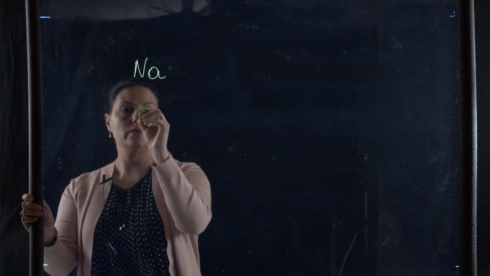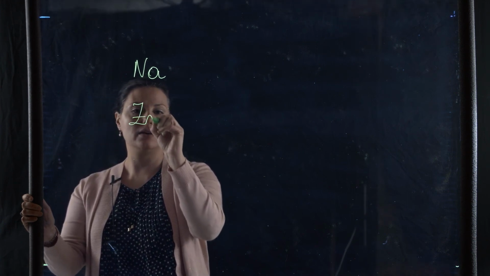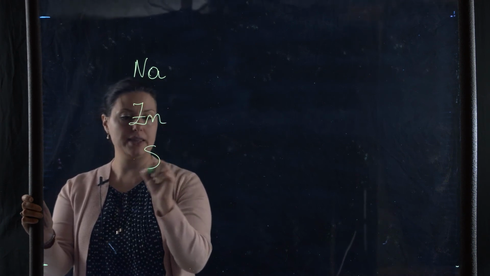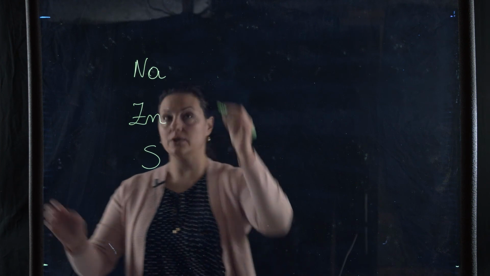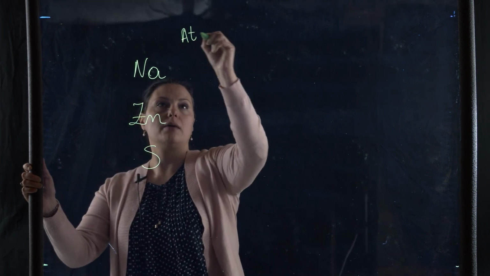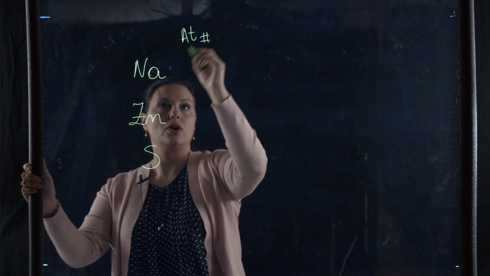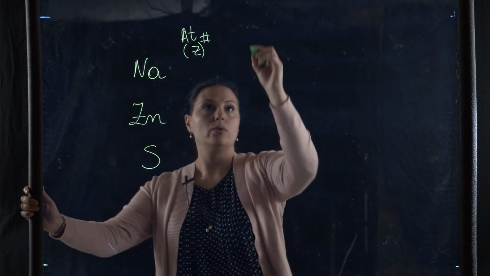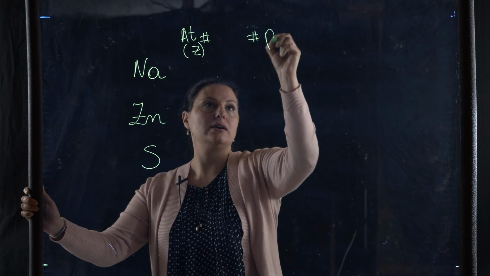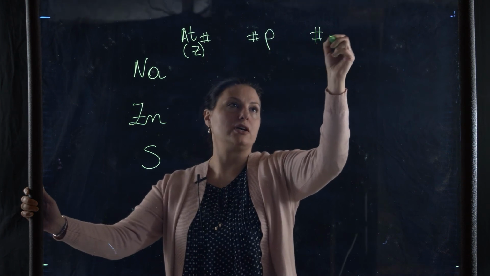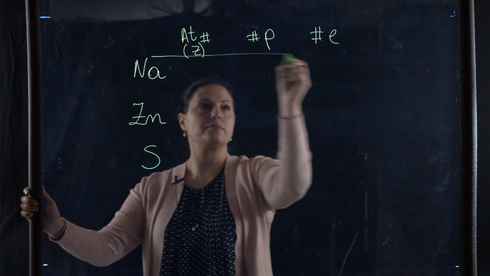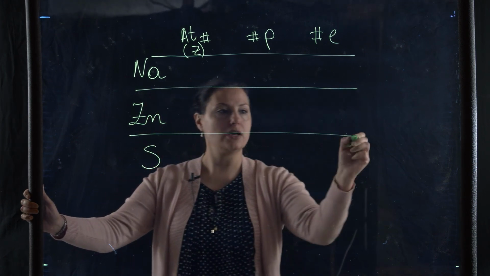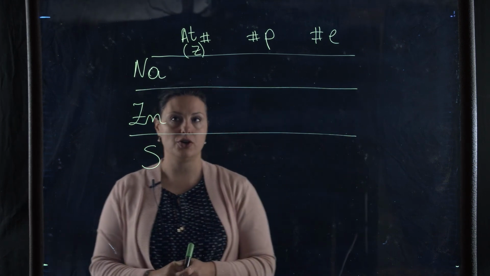And then we have zinc. Zn is the formula for zinc, or the symbol for zinc. And then we have S for sulfur. Here we want the atomic number, otherwise also known as Z. We want the number of protons, and we want the number of electrons for each of these. Okay, so let's talk about each in turn.